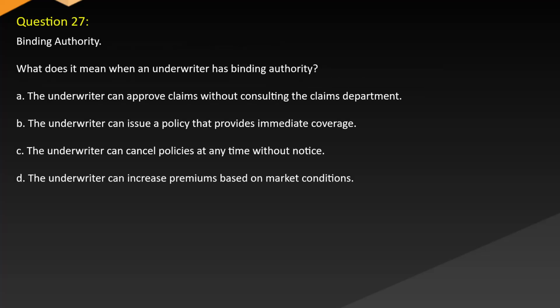Question 27. Binding authority. What does it mean when an underwriter has binding authority? A. The underwriter can approve claims without consulting the claims department. B. The underwriter can issue a policy that provides immediate coverage. C. The underwriter can cancel policies at any time without notice. D. The underwriter can increase premiums based on market conditions.